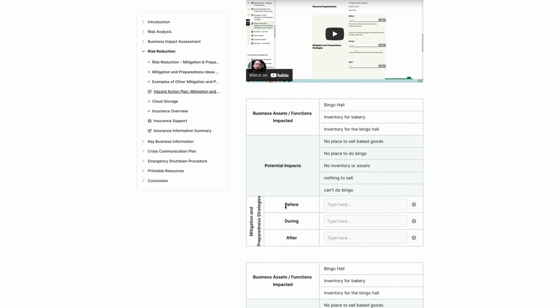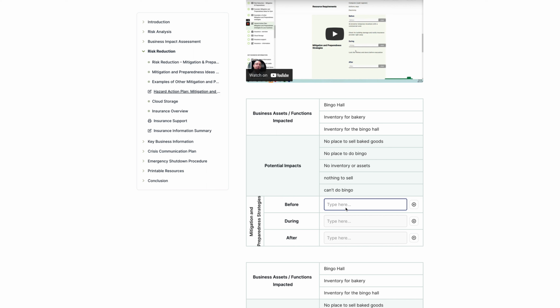So what we can do is take this information above us and start to populate mitigation and preparedness strategies, like the examples we talked about earlier. And they're broken out in before, during, and after categories. So for a wildfire, if we look at the assets and functions that are impacted, we can see that our bingo hall and our inventory are really impacted by a wildfire.